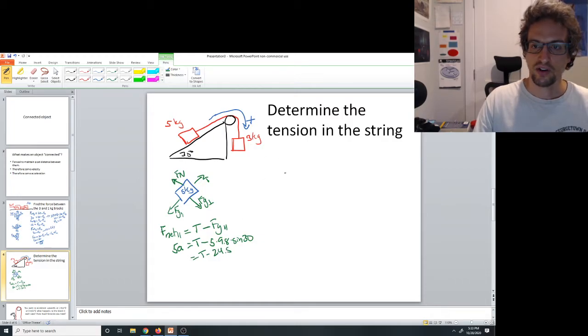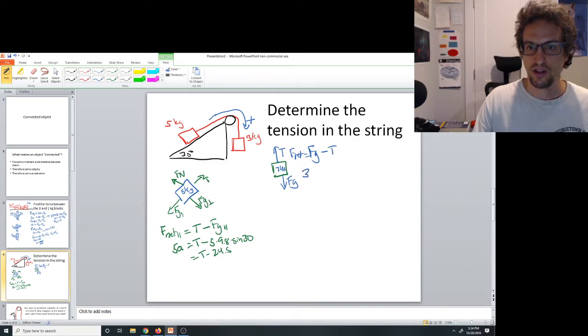Now look at this 3 kilogram block. It's got an upward force of tension and a downward force of gravity. So this becomes F net equals Fg minus tension. So this is 3a equals 3 times 9.8 minus tension.